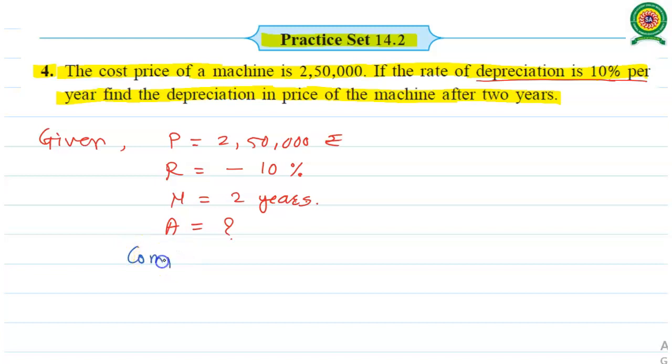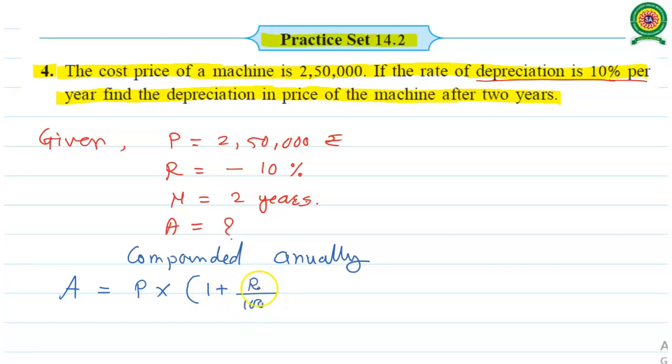So once it is compounded annually, we have to use the formula that belongs to compound interest. So we have the formula to evaluate the amount of the machine at the end of the 2 years, that is equal to the principal amount of the machine plus the principal amount of the machine into 1 plus the reducing rate divided by 100 whole to the power duration.